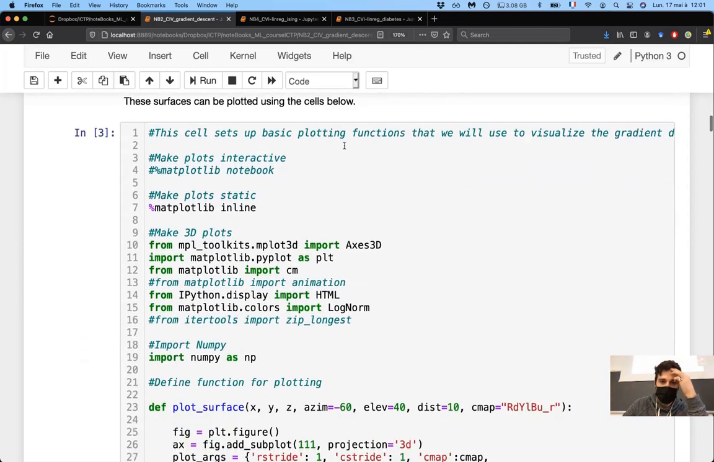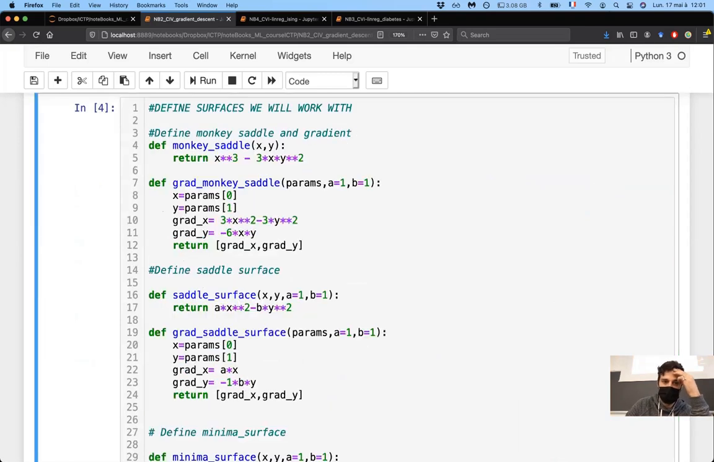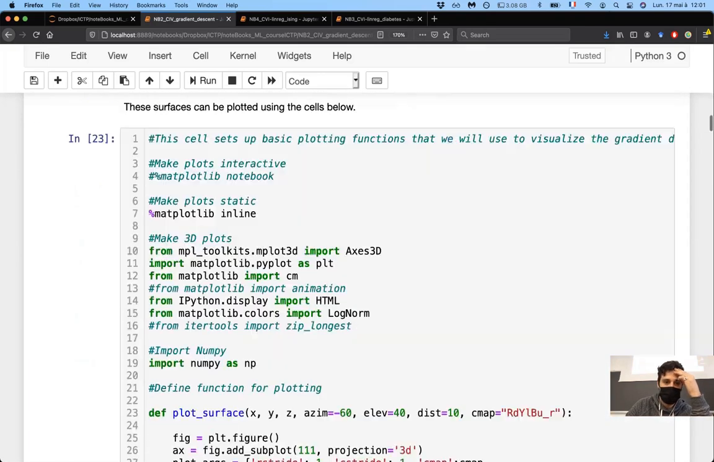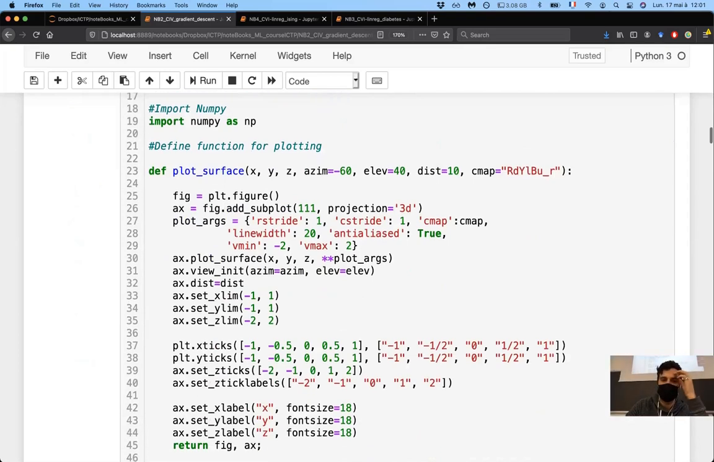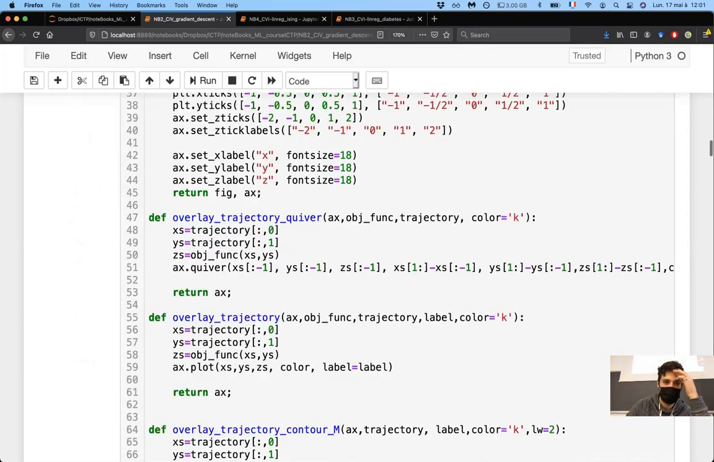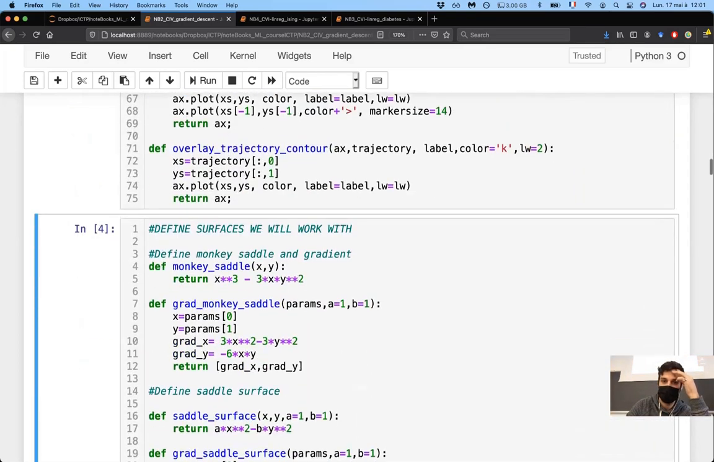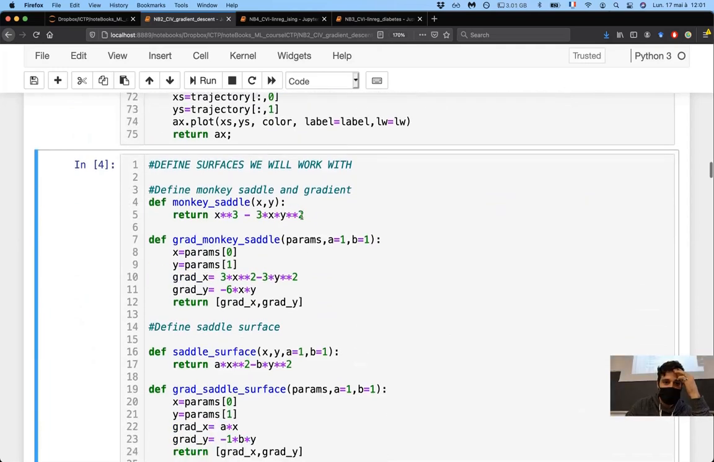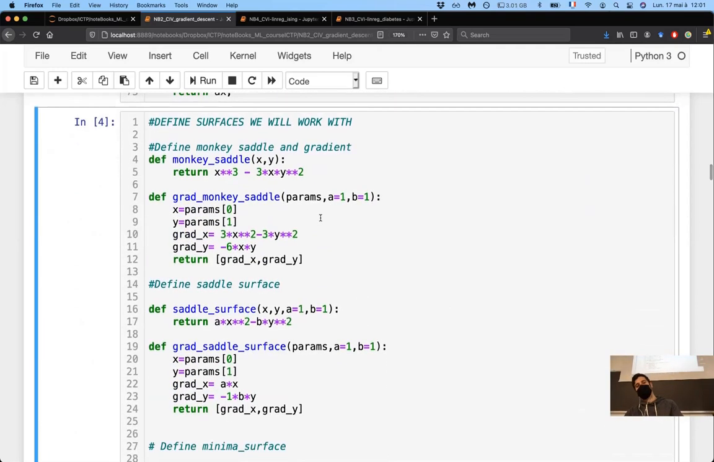Okay, so this first cell is just setting up functions for a visualization, okay? I will not go through them, and I didn't actually code them. These are routines that define the surfaces in which we want the particles to move, okay? So one is called monkey saddle, etc.